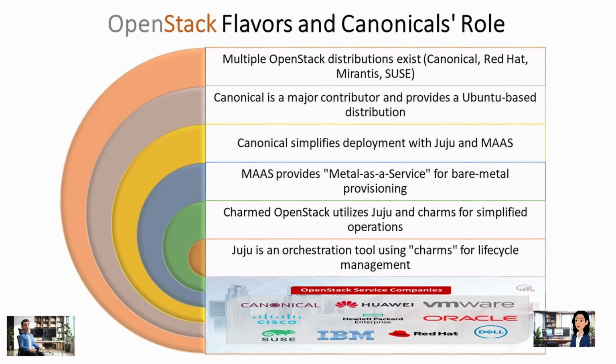MAAS can automatically discover new servers when they're plugged into the network. Oh, neat. It can handle low-level stuff like BIOS or BMC configurations, manage network booting using PXE, provide DHCP, DNS, IP address management through APIs. It takes care of all that plumbing. So it handles the network setup for the servers too. Yep. And it even includes hardware testing features, so you can run checks to make sure servers are healthy before you deploy anything on them.